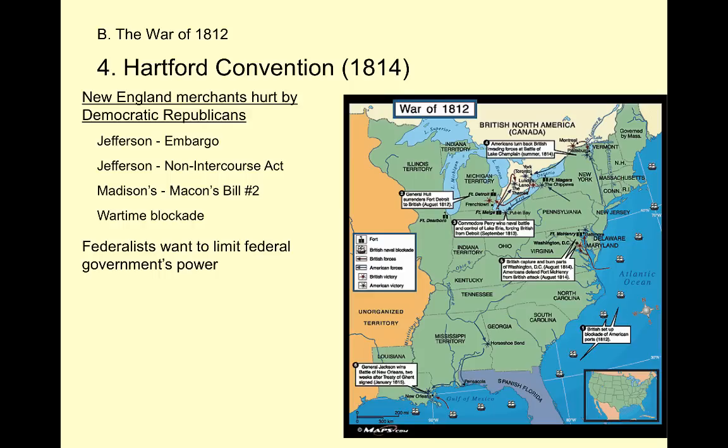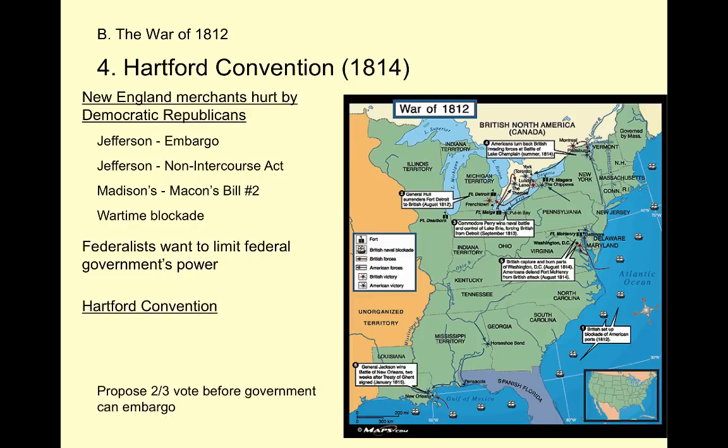And here again, we see this interesting change. When the Federalists were in power in Washington, D.C., they were loose constructionists, they believed in strong government, but now that they're out of power, they don't like the things the government is doing, and so they're trying to emphasize strict construction and weaken the national government.